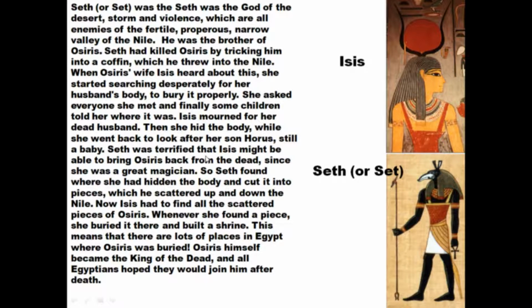Seth was terrified that Isis might be able to bring Osiris back from the dead, since she was a great magician. So Seth found where she had hidden the body and cut it into pieces, which he scattered up and down the Nile. Now Isis had to find all the scattered pieces of Osiris. Whenever she found a piece, she buried it there and built a shrine. This means that there are lots of places in Egypt where Osiris was buried. Osiris himself became the king of the dead, and all Egyptians hoped they would join him after death.